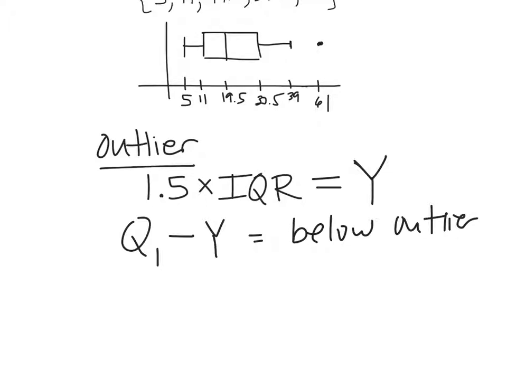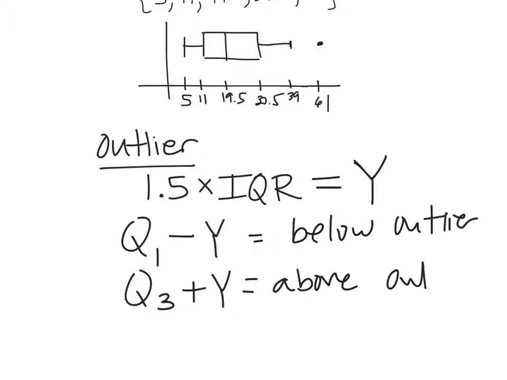Okay? Wait, how does that... your IQR is just the maximum minus the minimum, right? No, IQR is Q3 minus Q1. Okay. It's the interquartile range.